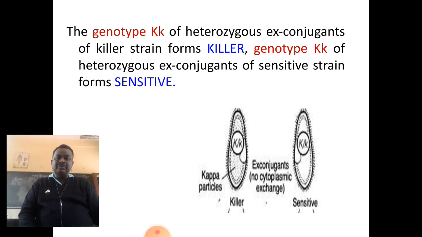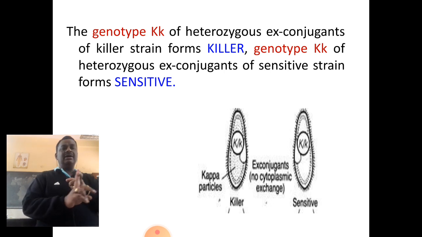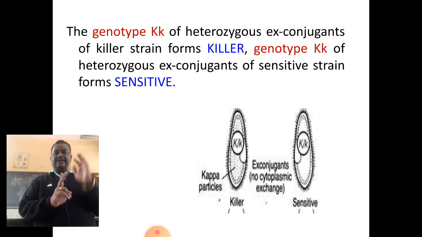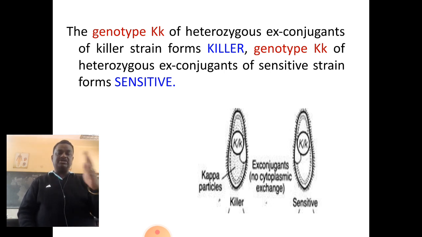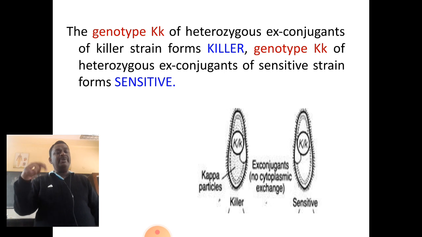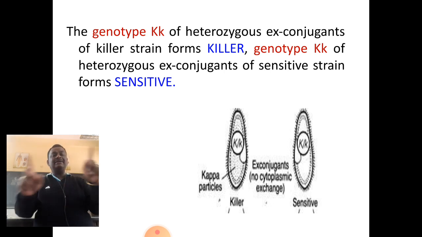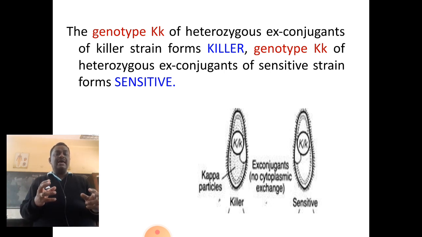Why? Even though the genotype is capital K, small k, because of one capital K and the cytoplasm containing the Kappa particles, it acts as killer. And the ex-conjugant sensitive strain with genotype capital K, small k that you see down towards the right side forms sensitive strain only. Why? Even though the capital K allele is there, the cytoplasm does not have the Kappa particles. So, what does it indicate? Only the nuclear inheritance exchange is seen between the conjugants during the conjugation process.